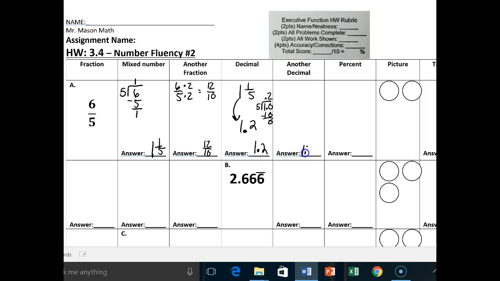Another decimal, 1.20, obviously. A percent: start with 1.2, move the decimal place 2 times right. The empty space gets filled in with a 0. That's how we get 120%.